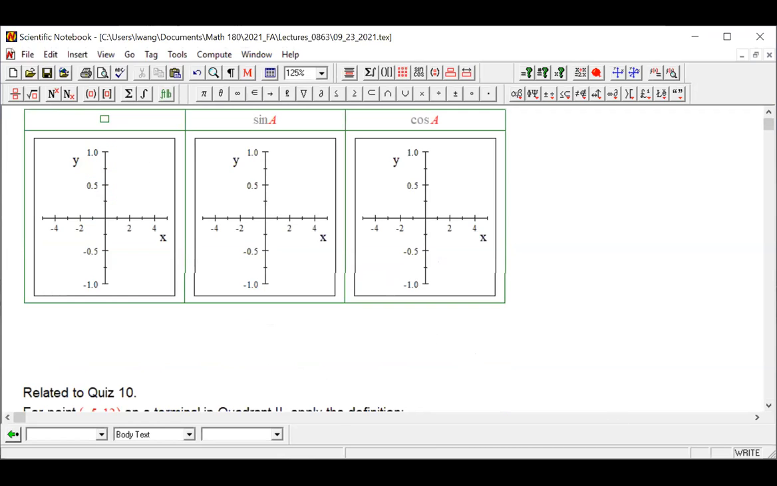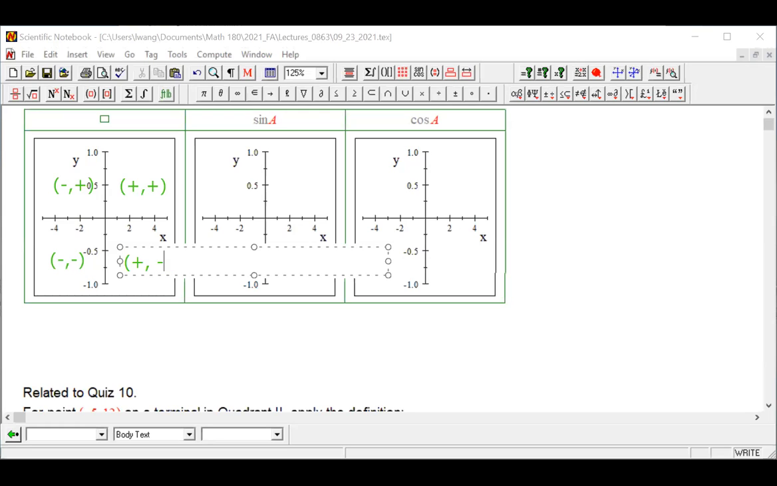So now we just reviewed, right? In the first quadrant, X is positive, Y is positive. In the second quadrant, X is negative, Y is positive. In the third quadrant, both are negative. In the fourth quadrant, X is positive, Y is negative, right? So now let's look at sine.